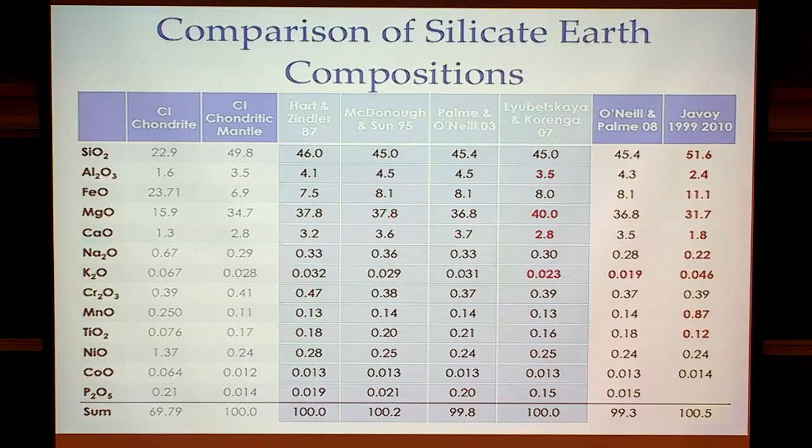But then there are a couple of other models that I want to talk about briefly that are quite different. Javoy's enstatite chondrite model is different for a lot of things. The O'Neill and Palme model is different almost only for potassium. Let's talk briefly about what these competing models are.